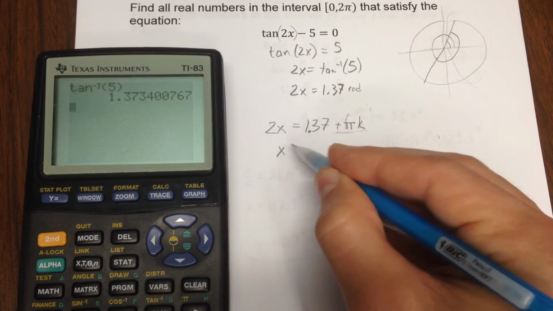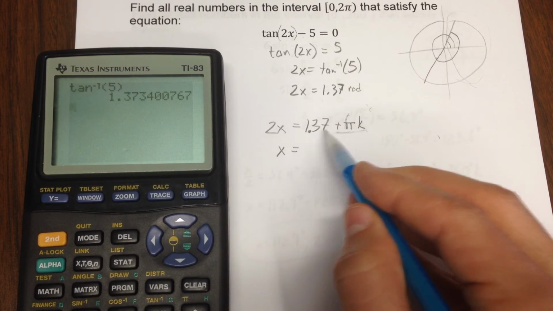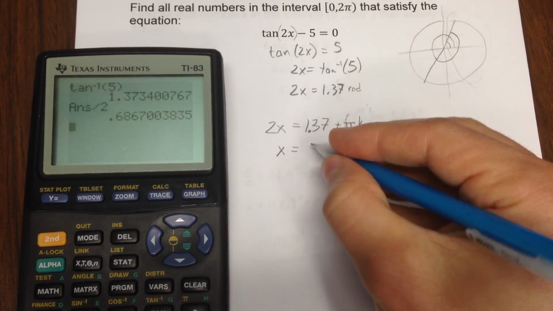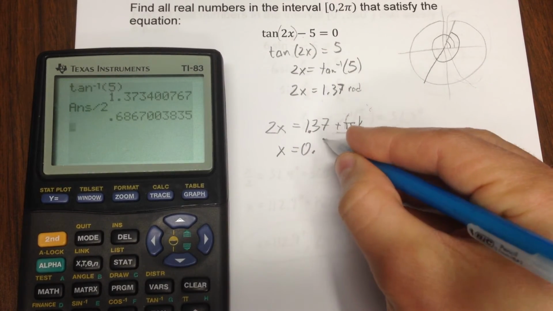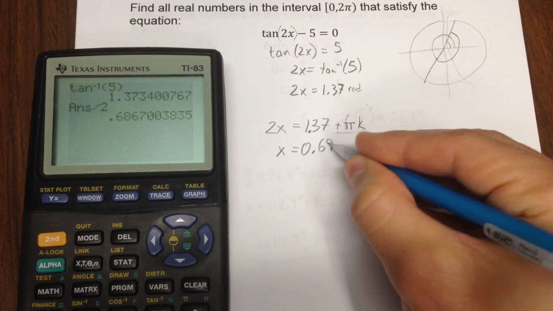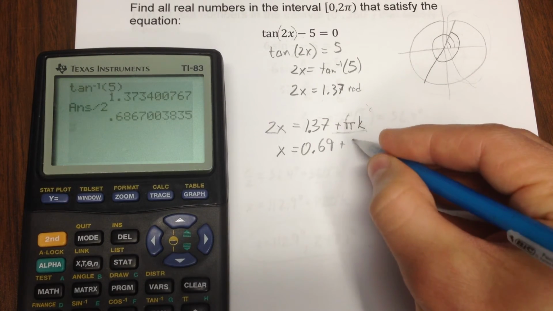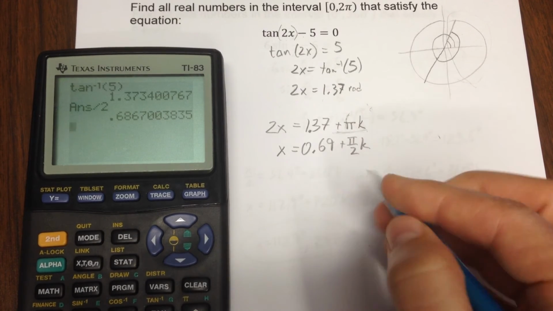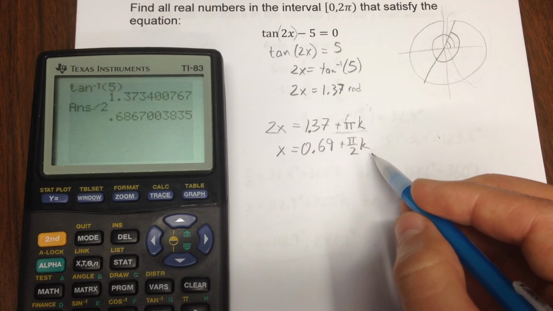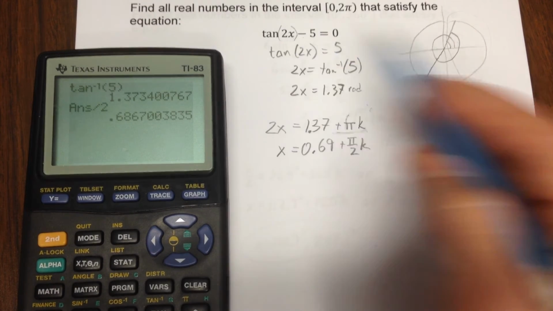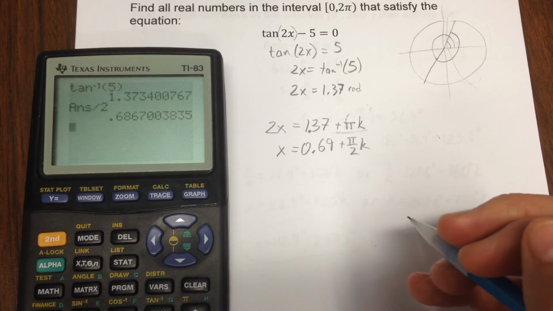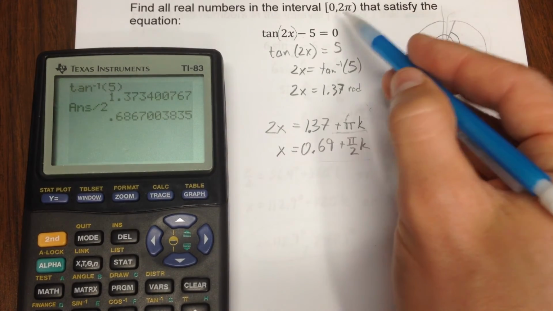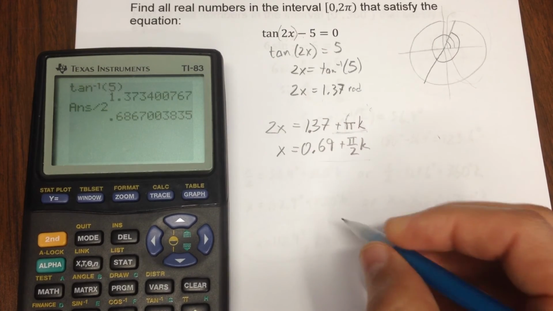What are the possible inputs for x? Well, I'm going to take that number and divide it by 2. That's 0.69 plus pi halves k. That's the list of all my inputs that will solve that equation. Let's see how many of those, this is the list of all of the inputs, how many of those fall between 0 and 2 pi.